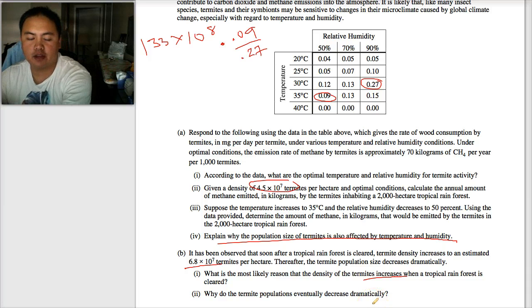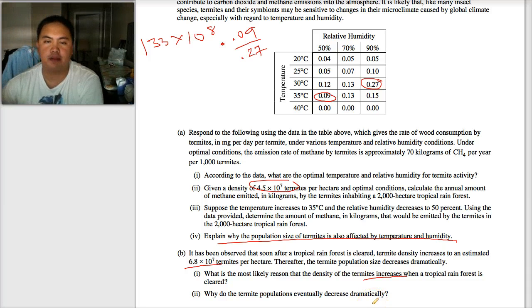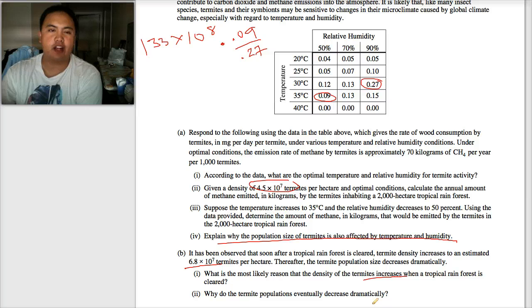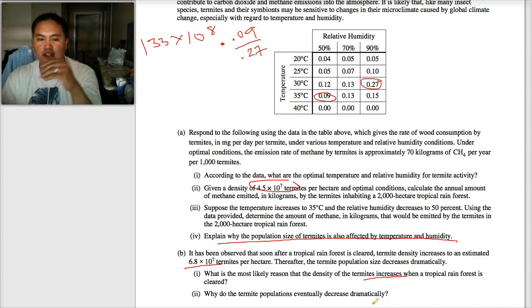So you might talk about a boom and bust cycle, or you might also talk about carrying capacity. If a rainforest is cleared, eventually all that wood is gone, and once that wood is gone, the animals, in this case the termites, are going to decrease. It's almost like all of a sudden have this extra surplus of food, and now when it's all gone, that's why the population decreased. So the population will boom to 6.8, and then it's going to bust because it's way past its carrying capacity.